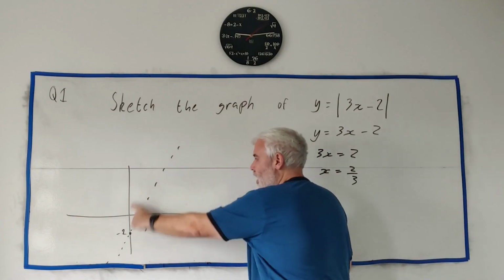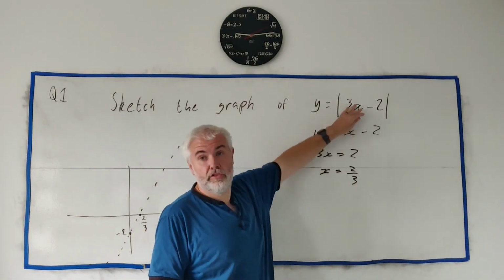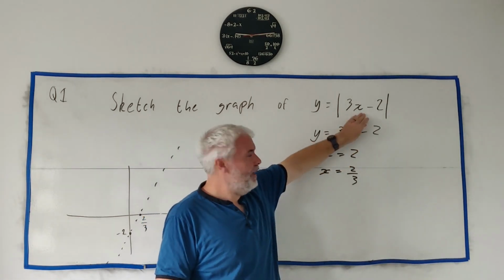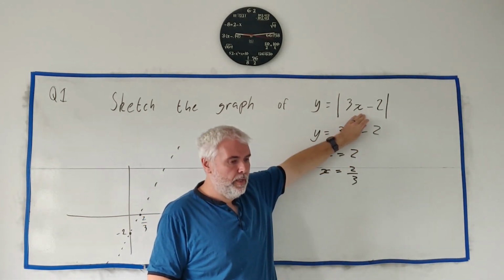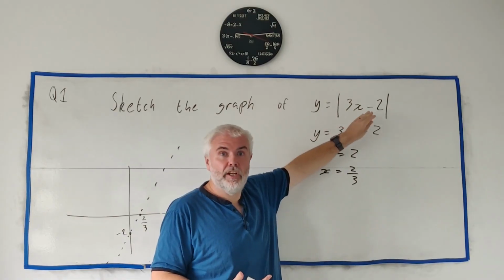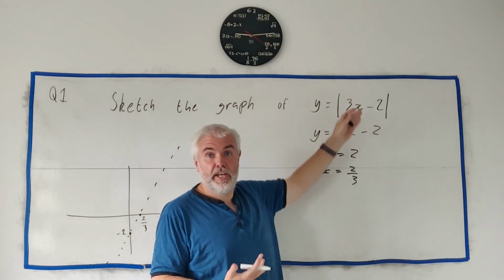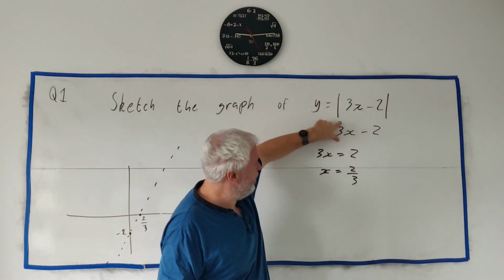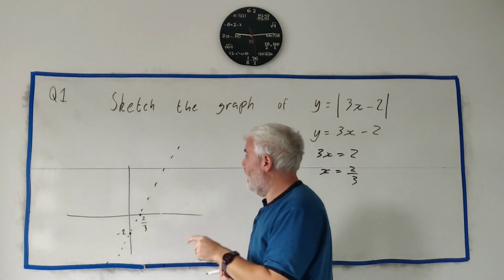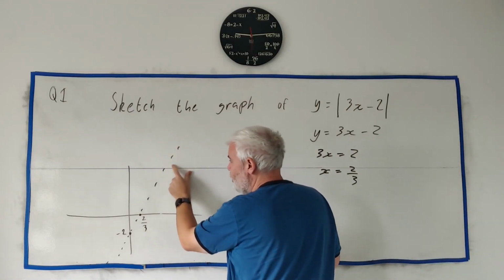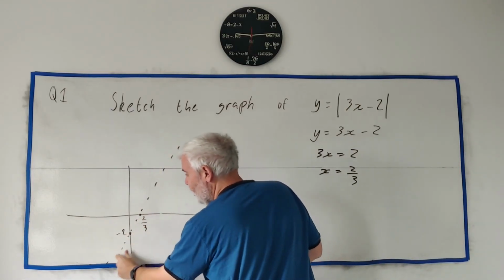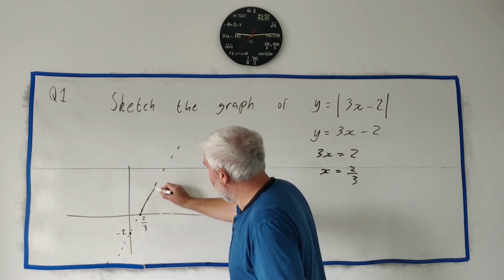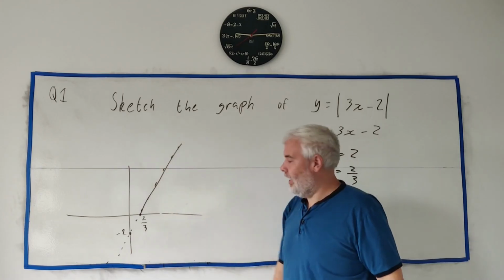Now the problem is this line is not what they wanted us to draw. It looks very similar to it, but the absolute value does something. When something's positive, it leaves it alone. And when it's negative, it changes it to positive. So this absolute value is acting on this line. So let's look at that line. This line up here is positive, positive, positive, negative, negative, negative. So when it's positive, the absolute value leaves it alone. So we'll just fill that in a bit.